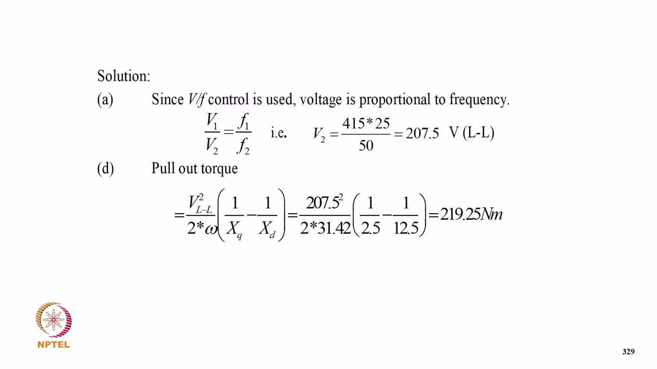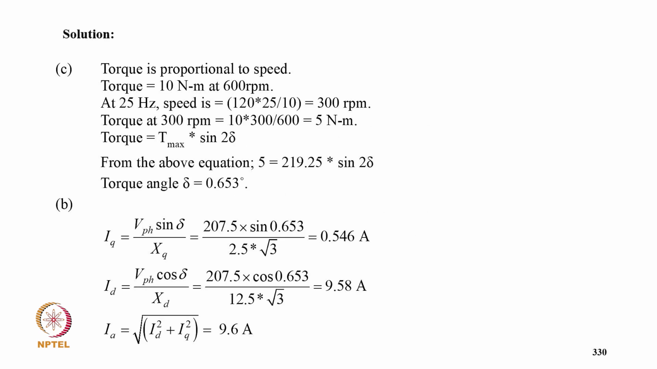The solution: V by F control means the voltage is proportional to frequency. So V1 upon V2 equal to F1 upon F2. We get V2 equal to 207.5 volt line, and the pull-out torque from VL square upon 2 omega 1 upon (XD minus XQ). So it comes to the value 219.25 Newton meter.